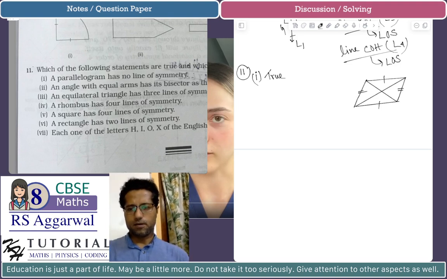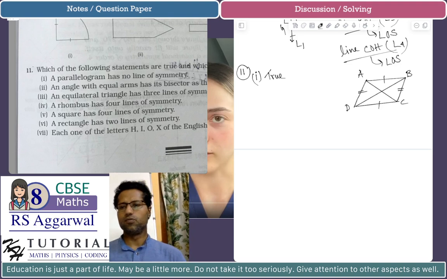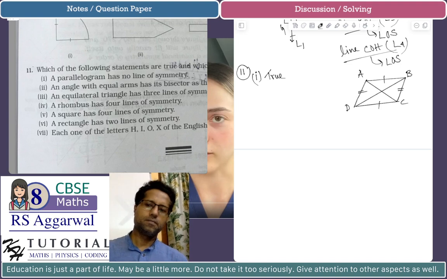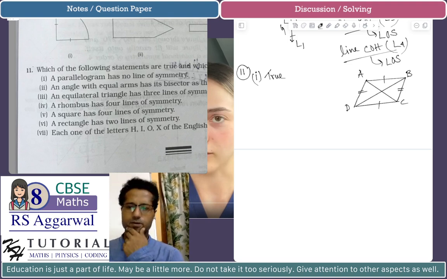So let's say this is a diagram, a parallelogram ABCD. The diagonal AC will be a line of symmetry only if we can prove that triangle ABC is congruent to triangle ADC. Can we prove that? In triangles ABC and ADC, the common side is AC. The diagonals do not necessarily bisect the opposite angles.